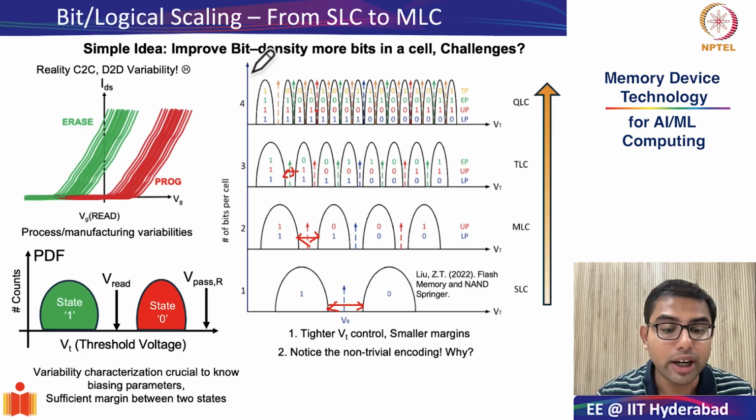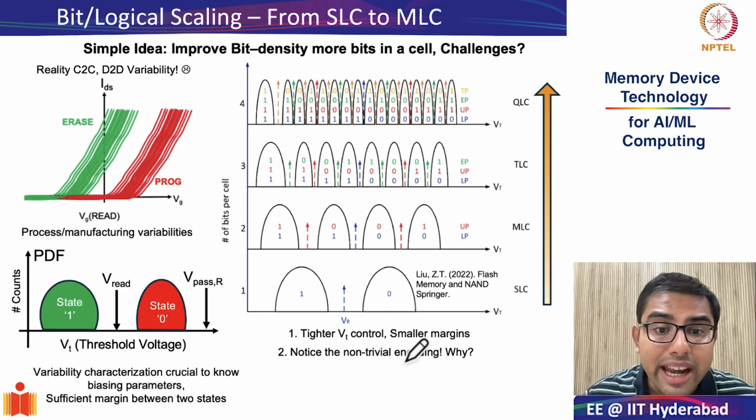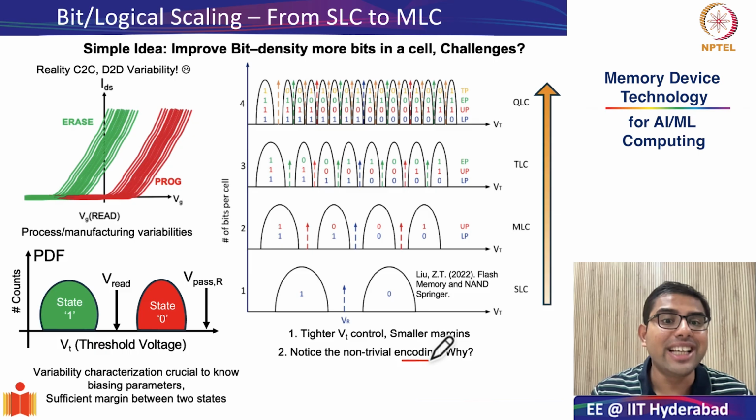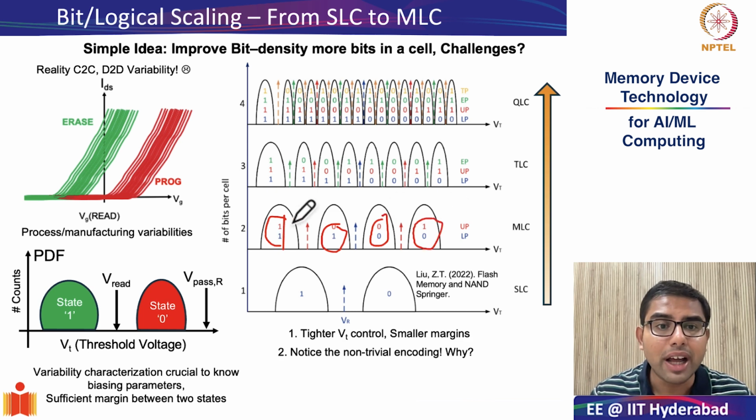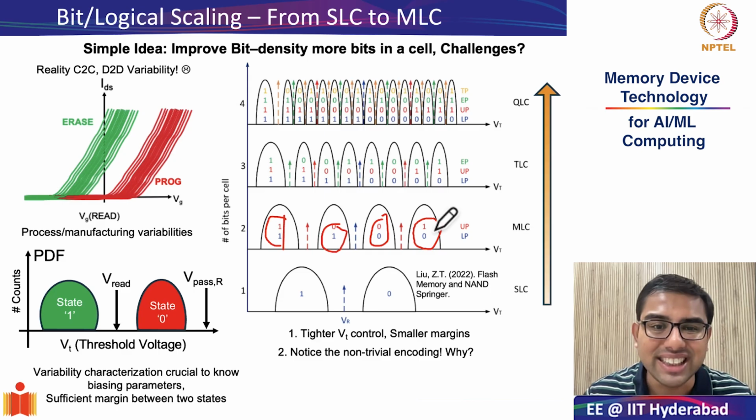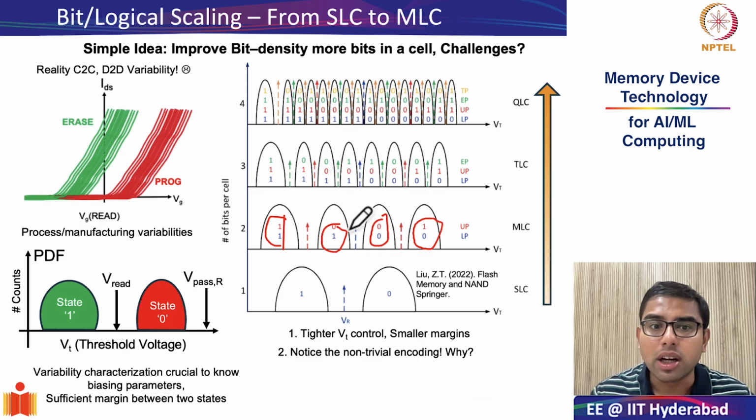The second important thing to notice is that the encoding of the bits is non-trivial. What do I mean by non-trivial encoding? Let's see with the example of the MLC. The threshold voltage which has the least value is the erase state 1 1, followed by the 0 1 state, then the 0 0 state, and then the 1 0 state. This is not what you would generally expect. You would expect 1 1, 1 0, 0 1, and then 0 0.